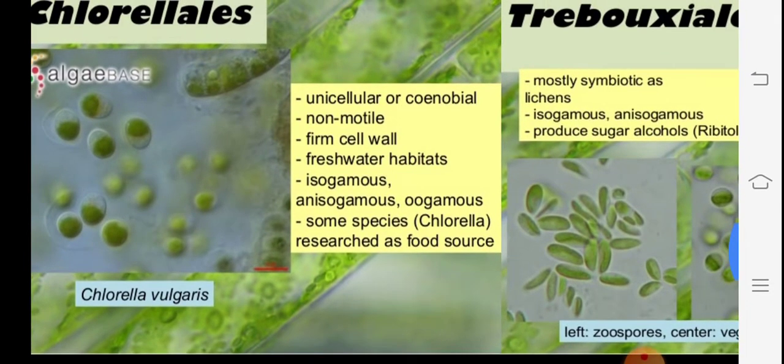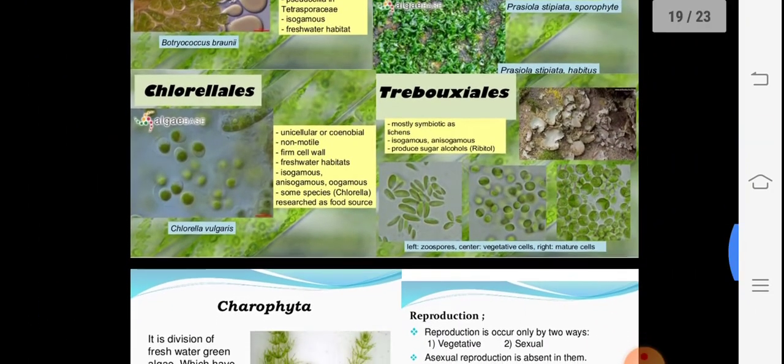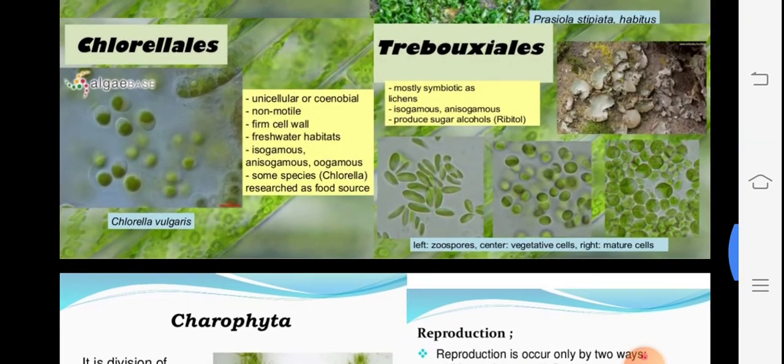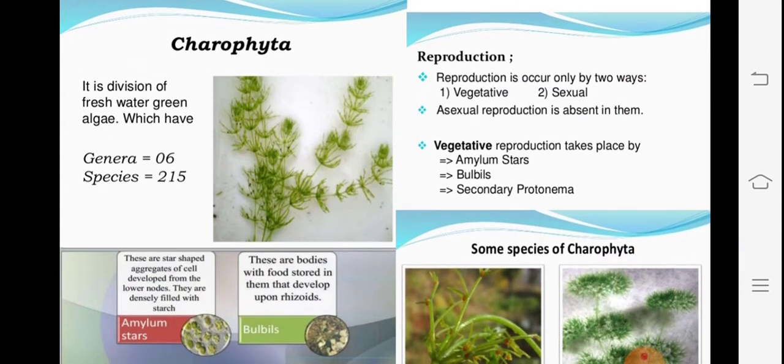So Chlorella is commonly also used in our projects due to the oxygen generation. Then Charophyta, Chara is the good example, and there are six genera, out of which Chara and Nitella we are familiar with. It reproduces vegetatively and sexually, and the asexual is generally absent.